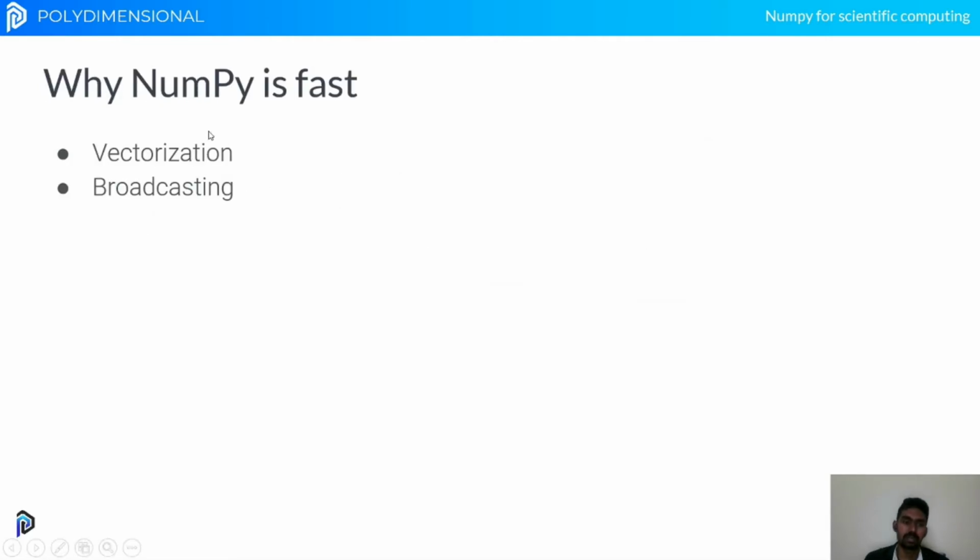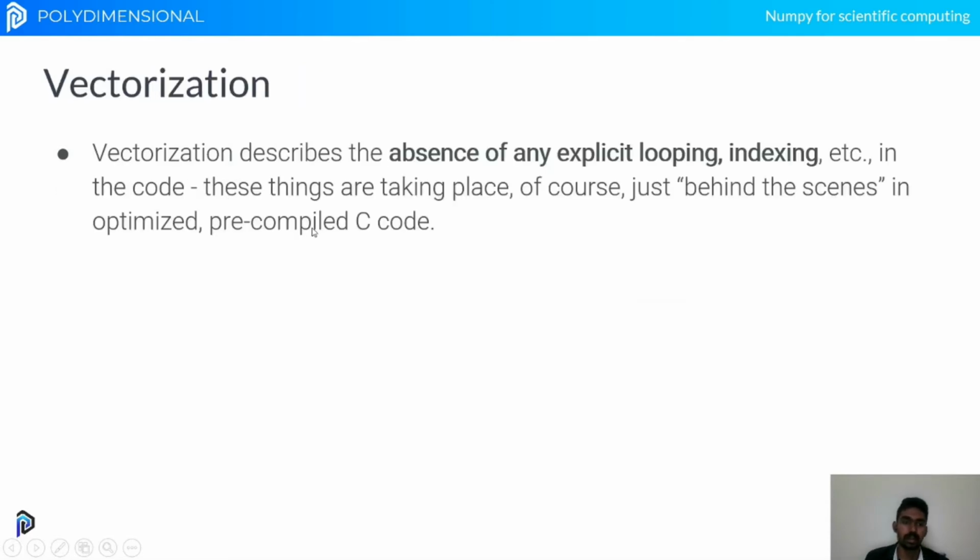And why is NumPy fast? The two main reasons for NumPy being so effective are vectorization and the broadcasting concept. We'll be looking into them in detail. So what is vectorization? Vectorization describes the absence of an explicit for loop. This is a very important point. When you are iterating through thousands or millions of numbers or elements, you can't be looping through them individually one after the other. It is very ineffective. So what vectorization does is, it does the same thing behind the scenes in optimized pre-compiled C code. So it does the same task in a very effective manner.